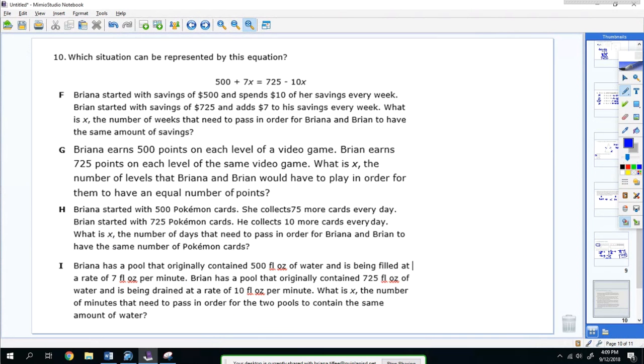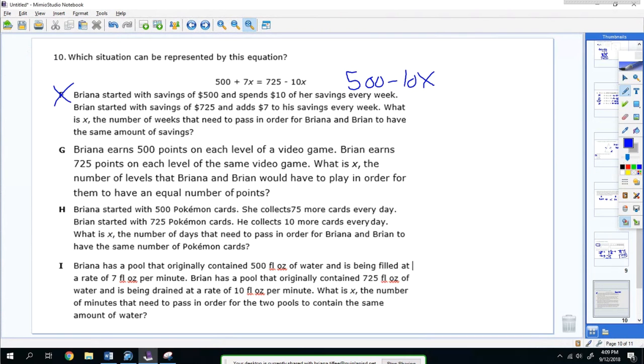All right, number 10. Which situation can be represented by the equation? So we have the equation 500 plus 7x is equal to 725 minus 10x. So F. Brianna started with savings of $500 and spends $10 of her savings every week. So it's $500 minus 10x. Well, that's off to the wrong start.